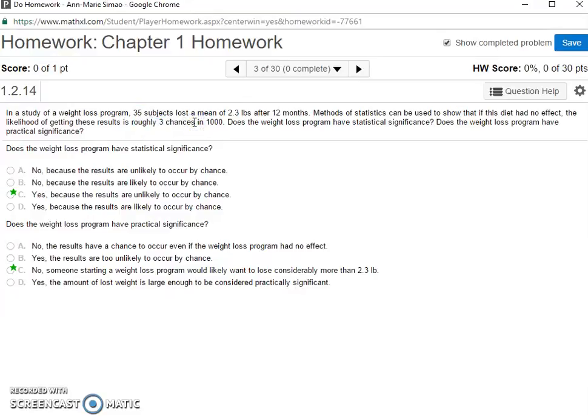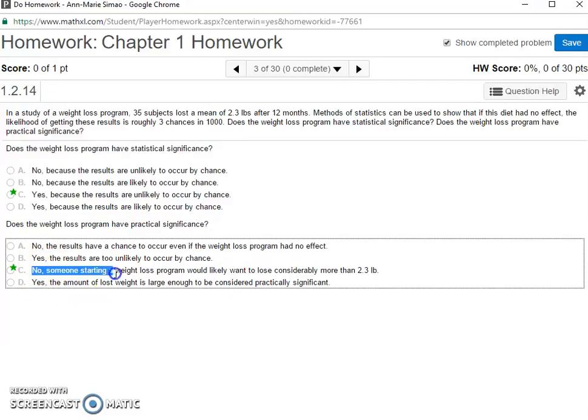That's 0.003. So what we're going to find is statistical significance is going to be at 0.05. And then, does the weight loss program have practical significance? No, someone starting a weight loss program would likely want to lose considerably more than 2.3 pounds. So as we go through, some of it's going to be things that we have to learn from the book, but some of it you don't want to read into statistics questions too deeply.